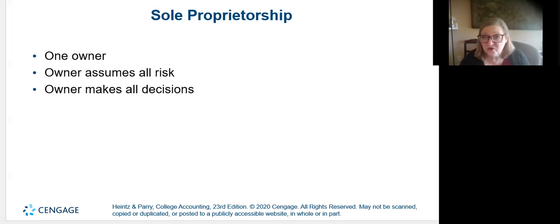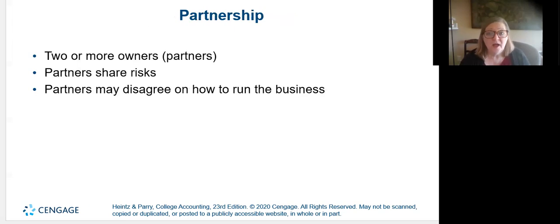They make all the decisions, the buck stops here, the liability is right there with them. And then partnerships, on the other hand, are two or more partners. It's like a sole proprietorship in that it is just them owning it individually, no other entities involved. And they share the risk, each depending on their ownership percentage.